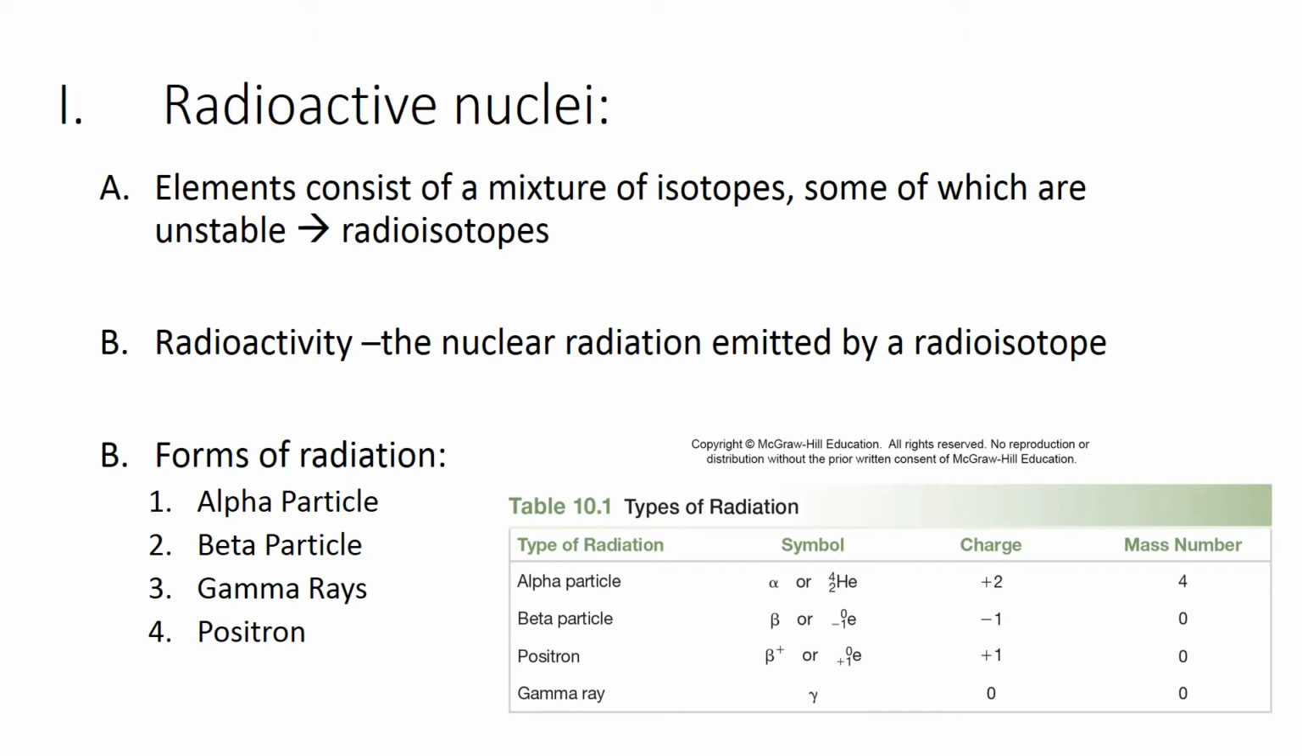So those nuclei are unstable, and what will happen is they will spontaneously emit energy in order to form a more stable nucleus. And that's where we get the radiation from. So there are 4 forms of radiation that we're going to go into, and that's the alpha particle, beta particle, gamma ray, and positron. I do like Table 10.1 from your book because it sums up the different types of radiation, their charges, their mass numbers, so it'll be helpful later on.